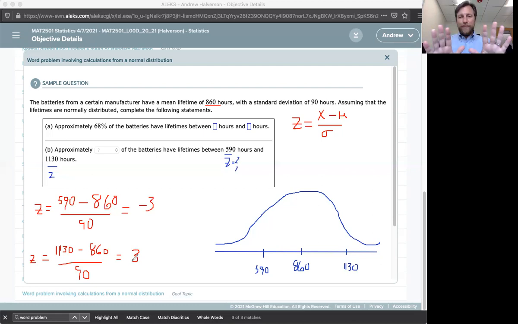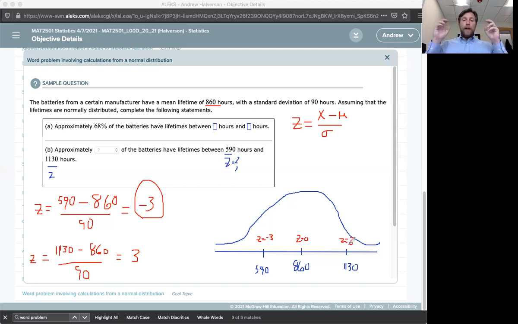Uh-oh, look at that. I'm surprised. I'm excited, but here's why I'm excited. What does this 3 connect to, by the way? If we were to translate this to the standard normal table, the mean corresponds to a z-value of 0. This -3 value means that 590 corresponds to a z-value of -3. And over here, this corresponds to a z-value of +3.